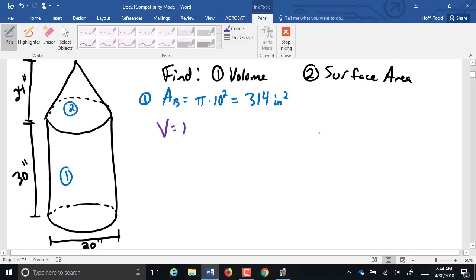Then the volume, of course, is the area of the base times the height. So it's 314 inches squared times the 30 inches, which is going to be 9,420 cubic inches.